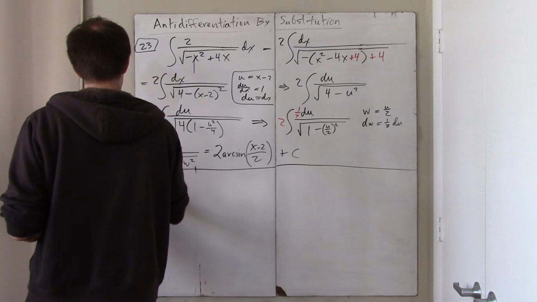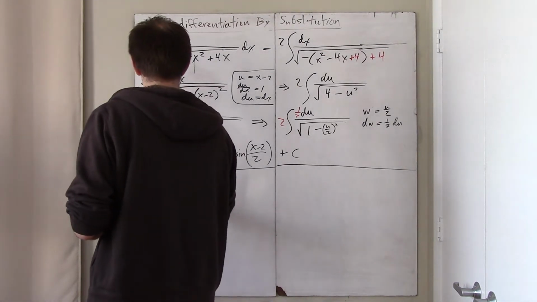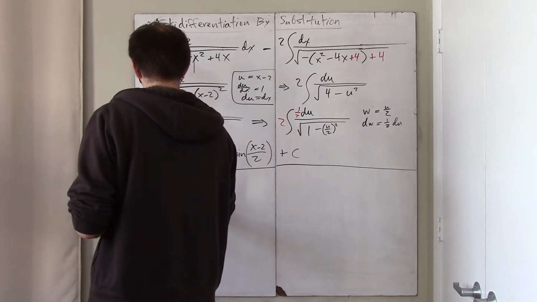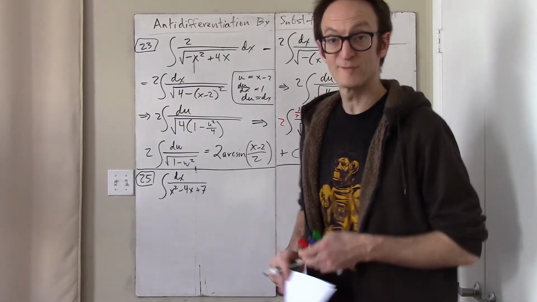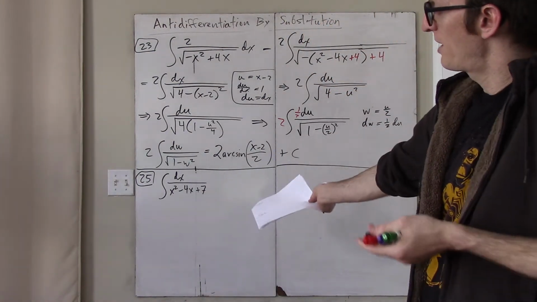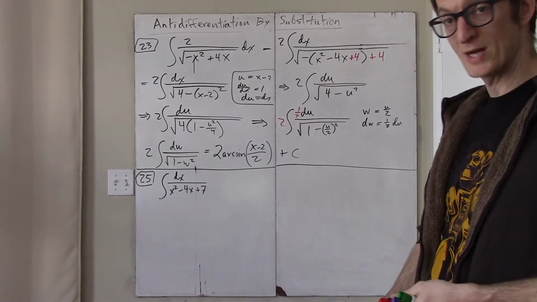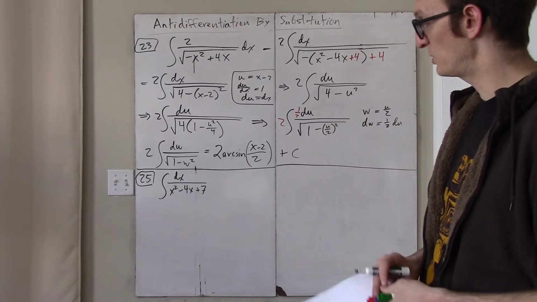25 is another problem in this same category: dx over x squared minus 4x plus 7. What can we do here? Very unclear. If I let u be the denominator, I don't have the 2x minus 4 in the numerator, so it's just not going to go anywhere. So what can I do?